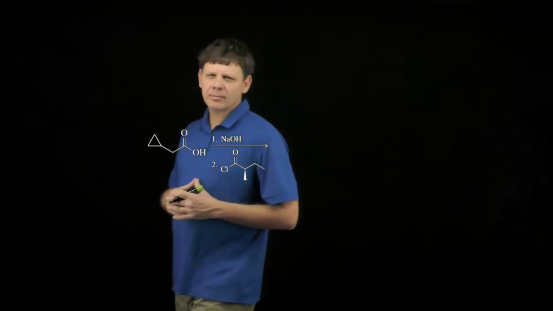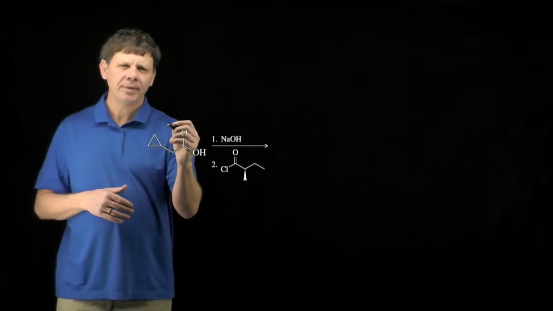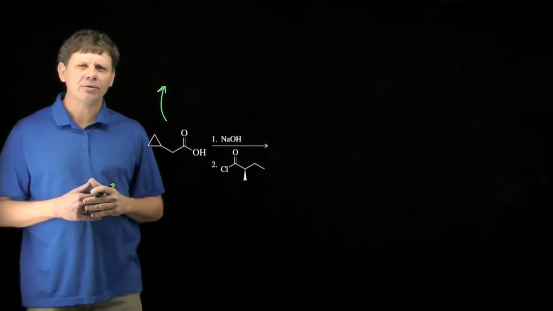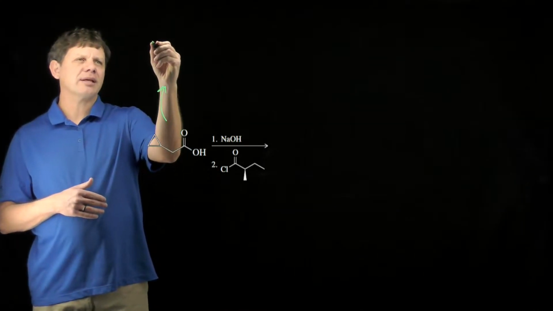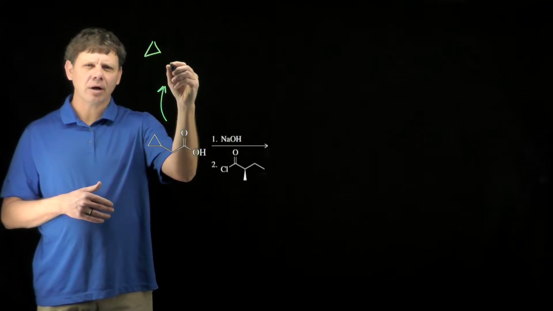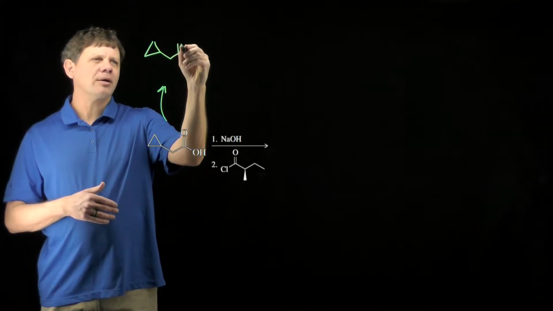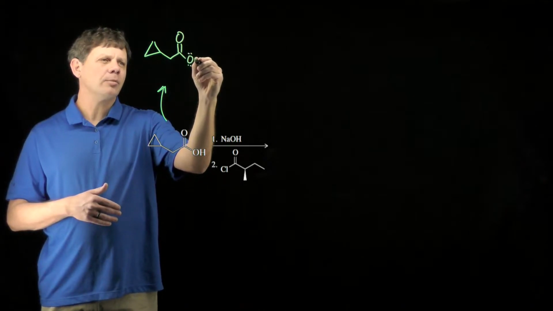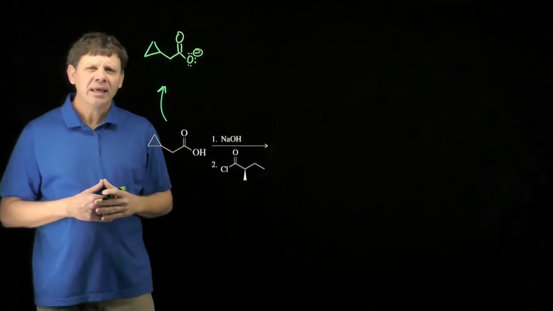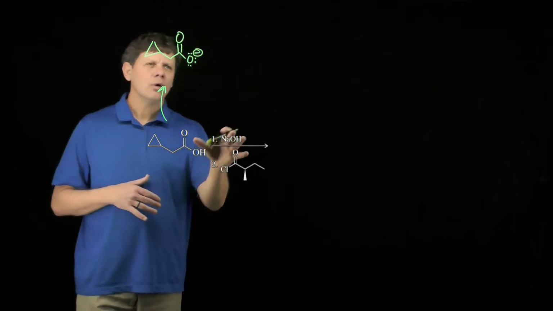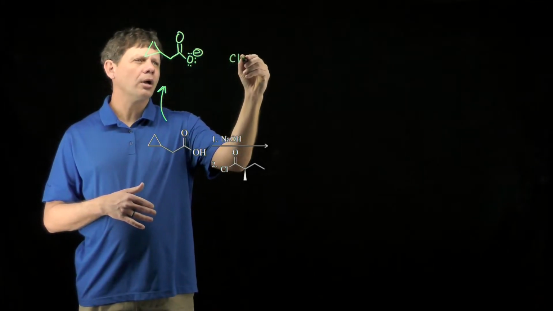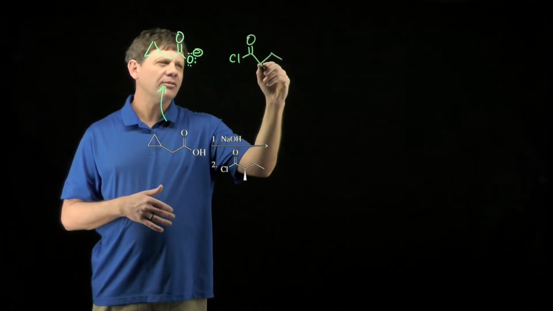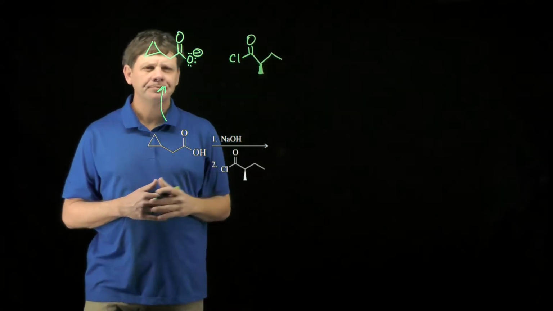Let's look at the mechanism of the reaction as we always do. Now, I'm not going to show the mechanism of the first step, except to say that we're going to deprotonate the carboxylic acid to make our carboxylate. That carboxylate, as a negatively charged nucleophile, should be somewhat reactive, especially when we're reacting it with an acid chloride, one of the most reactive carboxylic acid derivative functional groups.